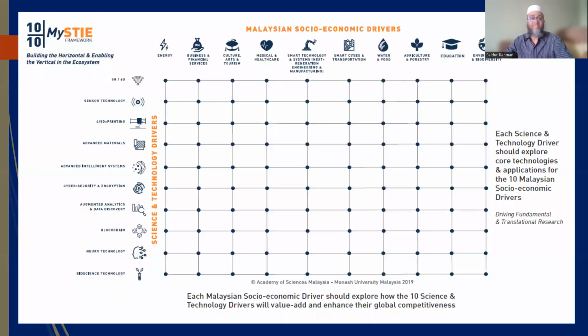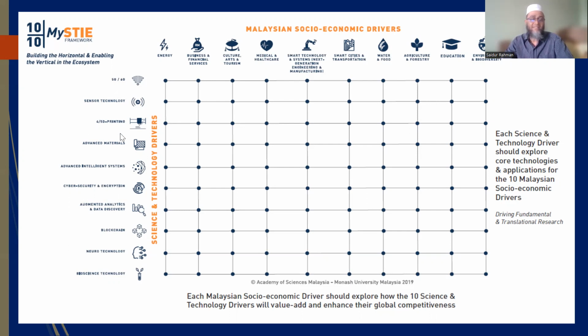So as you can see, 10-10 MySTIE. On the horizontal axis are 10 drivers, called socio-economic drivers. They include energy, business, culture, medical and science, water and food, education. So there are 10 socio-economic drivers. I will put up a better slide in the next slide. This is just to show the horizontal axis. This is number 10, so that's why it is 10.